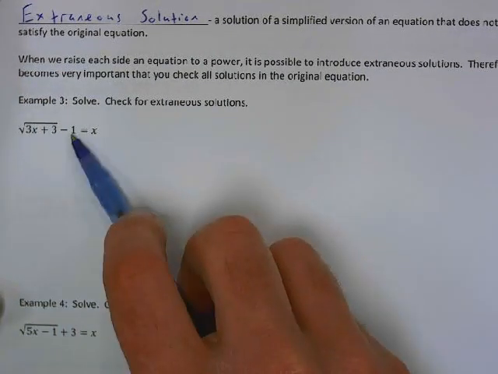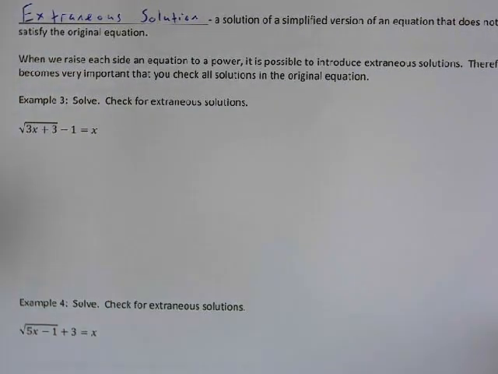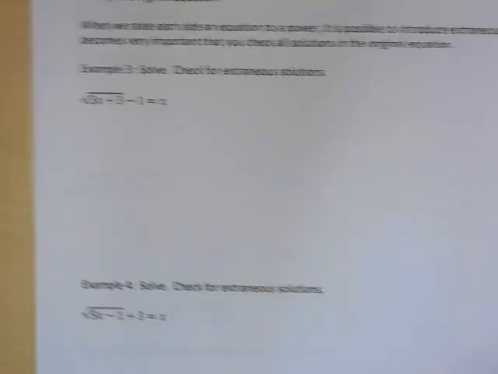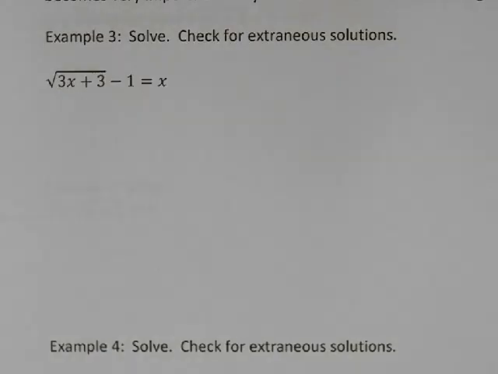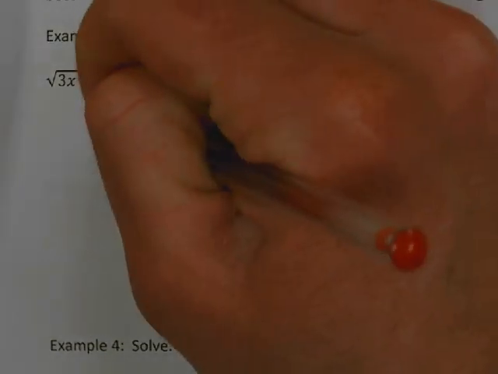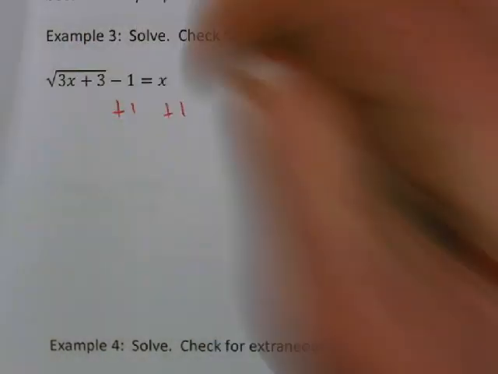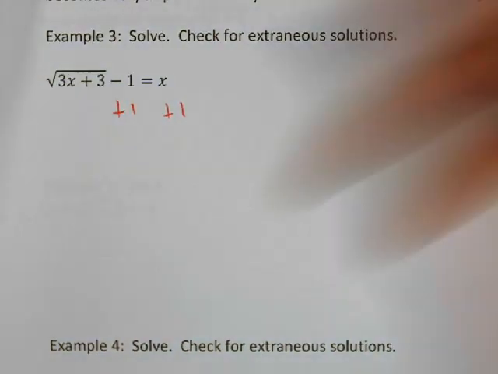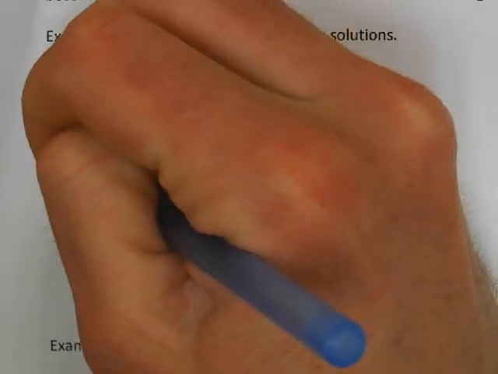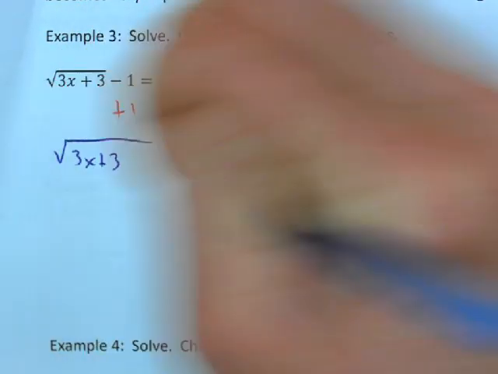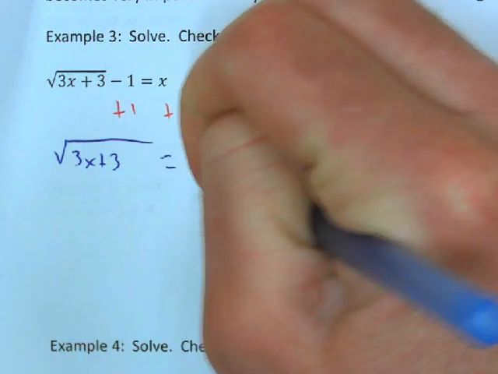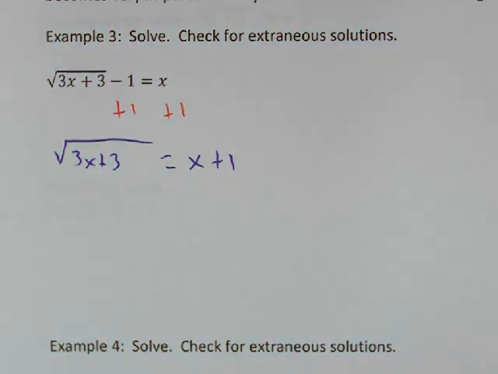Okay? All right, so we've got the square root of 3x plus 3, minus 1, equals x. So how do we solve this equation? Well, the same way we're doing it on the front page. Let's zoom in a little bit so we can see a little better. All right, here, add 1 to both sides. And then we get the square root of 3x plus 3 equals x plus 1. Okay.